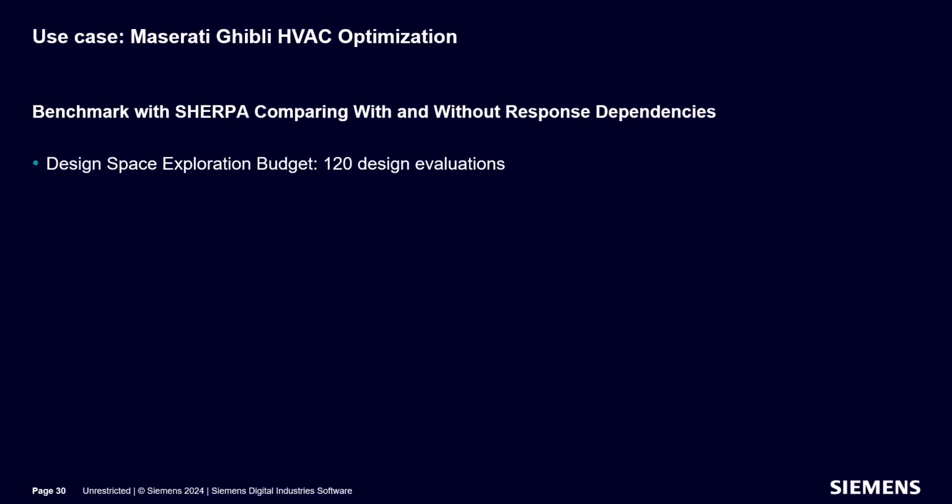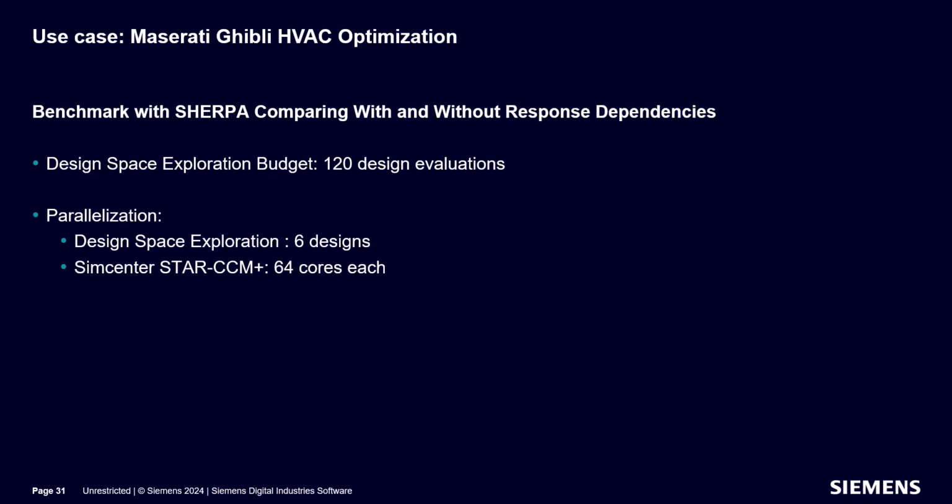To find out, we did a direct comparison with HEEDS and the SHERPA search framework on this problem, comparing the solution speed while leveraging the response dependencies with that when no dependencies were used. For each scenario, 120 evaluations were given to SHERPA as its search budget. As rationale, with 8 parameters, we expect that 120 evaluations is a realistic budget for SHERPA when not leveraging response dependencies.